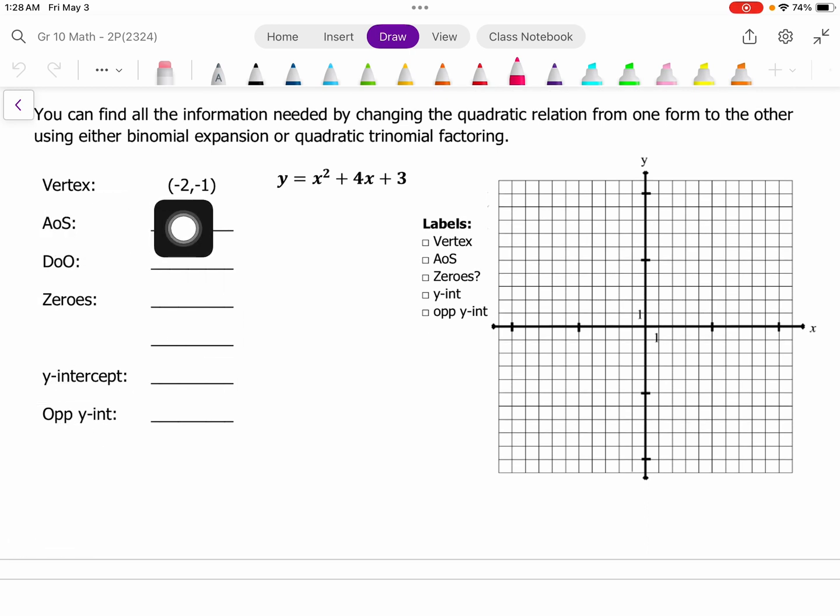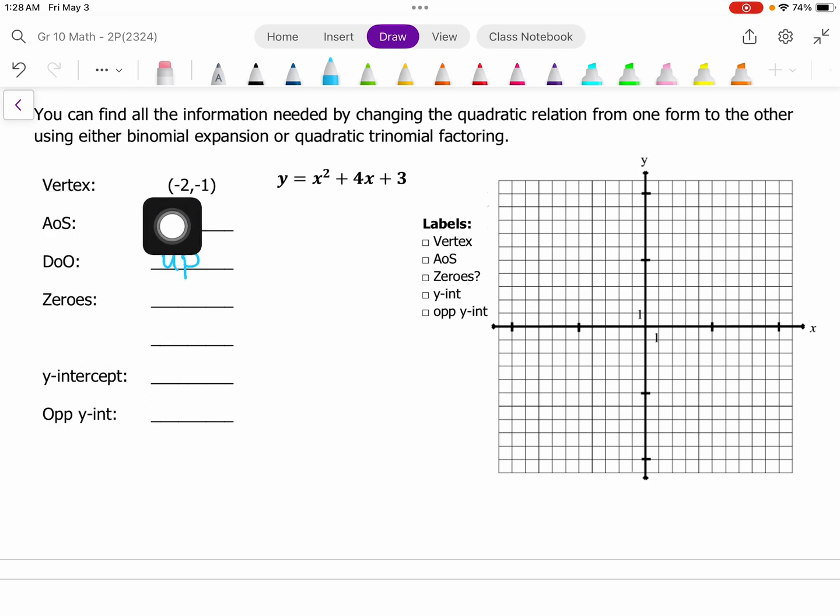We have the vertex. The vertex is at -2, -1. And we're given standard form, y equals x squared plus 4x plus 3. So standard form gives us an a. In this case, we have no number written in front of the x squared. So that means it's a +1. And a positive a value tells us that our parabola opens up.